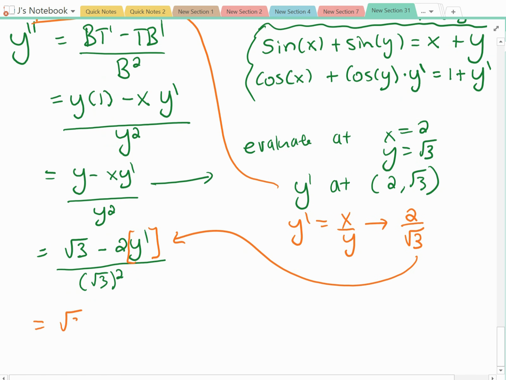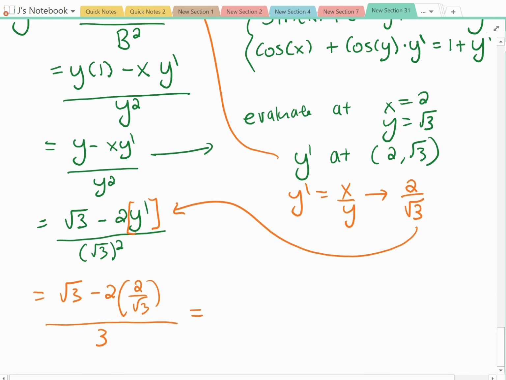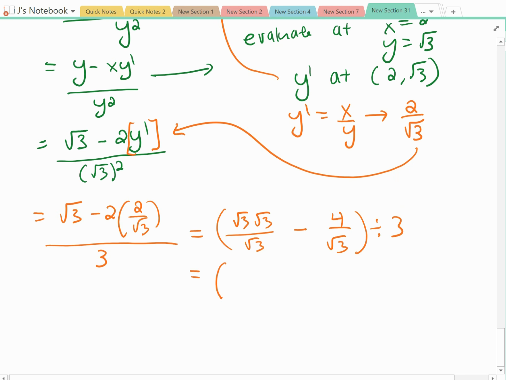Okay, so this is going to be root 3 minus 2 times 2 over root 3. And then root 3 squared is 3. So we need to make a common denominator combining these two terms. Multiply the top one of this by root 3. We'll have root 3 times root 3 over root 3 minus 4 over root 3, all divided by 3. That'll be 3 minus 4 over root 3 divided by 3. It'll be minus 1 over root 3 multiplied by 1/3, which is minus 1 over 3 root 3. And yeah, that's what I have.